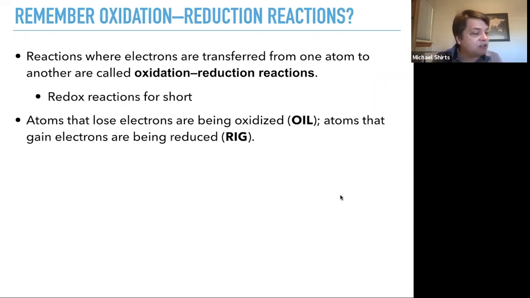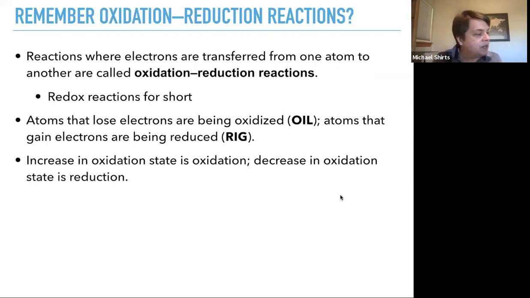Atoms that lose electrons are being oxidized. Remember this, OIL: oxidation is loss of electrons. Atoms that gain electrons are being reduced. Reduction is gain. So if some atoms are losing electrons and other atoms are gaining electrons, then the electrons are moving. And that electron motion is the key. As a reminder, an increase in oxidation state is oxidation, and a decrease in oxidation state is reduction.